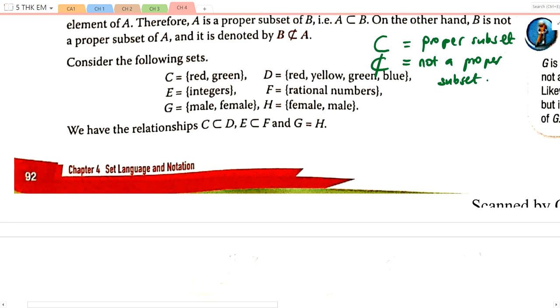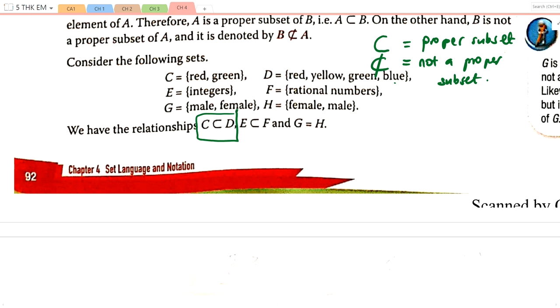Okay, so consider these sets. We've got C, D, E, F, G, H. C contains red and green. D contains red, yellow, green, and blue. Since all the elements of C are found inside D, and yet they are not the same set, we say that C is a proper subset of D.